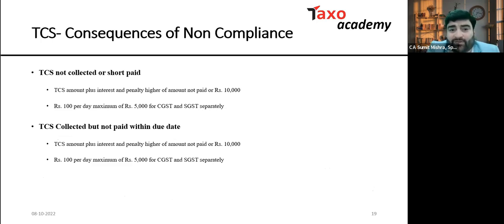TCS consequence, again, you can say it is similar to TDS. If the e-commerce operator is not collecting the TCS, then he has to pay it along with interest at the rate of 18% and a penalty of 10,000 rupees. If it is not filing its return on time or not paying tax on time, again 100 rupees per day applies, which was recently introduced in 22. So it's a heavy penalty that somebody has to pay if there is non-compliance by the e-commerce operator. So that's all I have summarized.